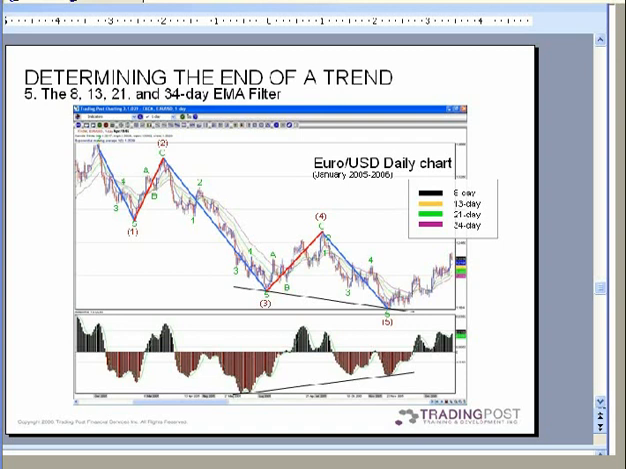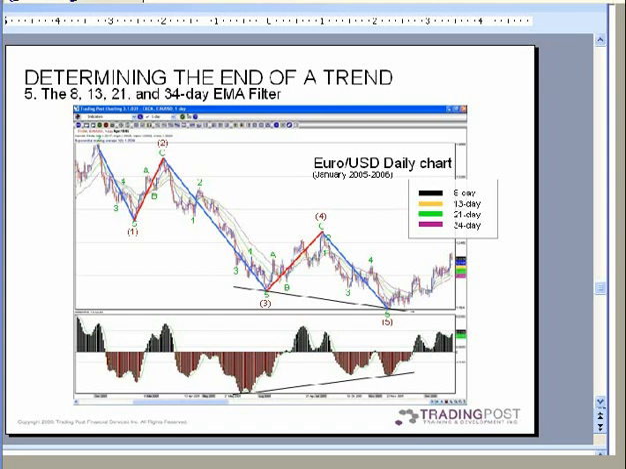The 8, 13, 21, and 34-day EMA filter. These are all Fibonacci sequence moving averages. That's all they are. 8, 13, 21, and 34. You learned about the Fibonacci sequence. So what it is, is 4 moving averages on a chart.